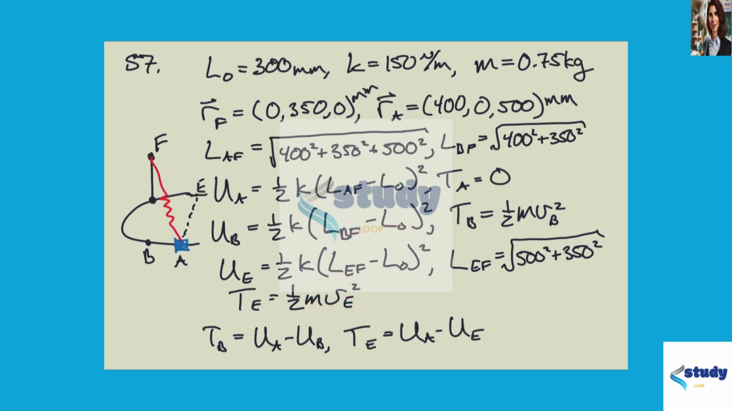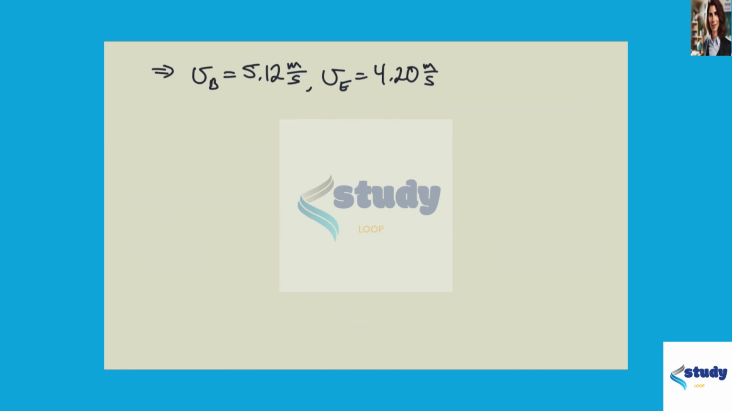So again, we know that our kinetic energy at B must be the difference in potential energy from A to B, and the kinetic energy at E must be the difference in the potential energy from A to E. And those give us 2 equations to solve for the velocity at B and at E. And at B, it's 5.12 meters per second, and at E, it's 4.20 meters per second.